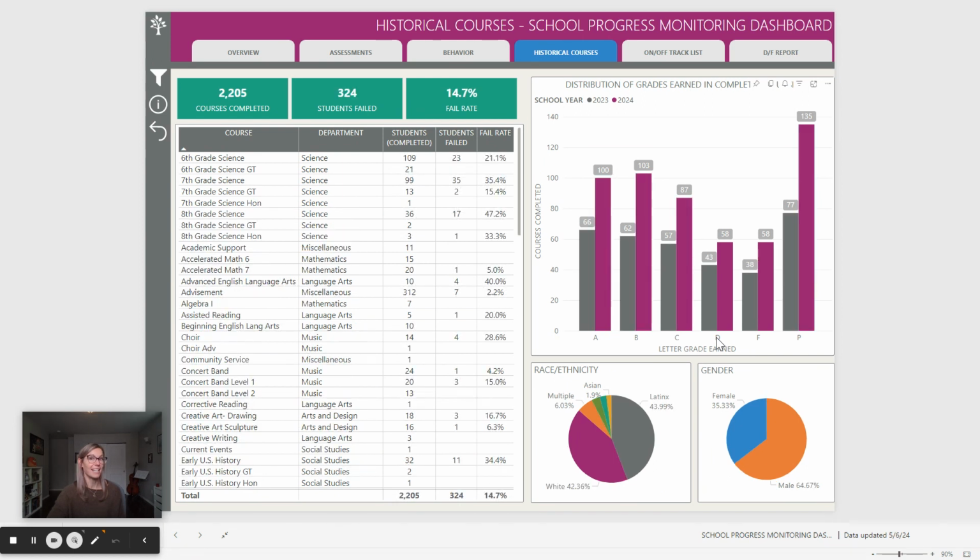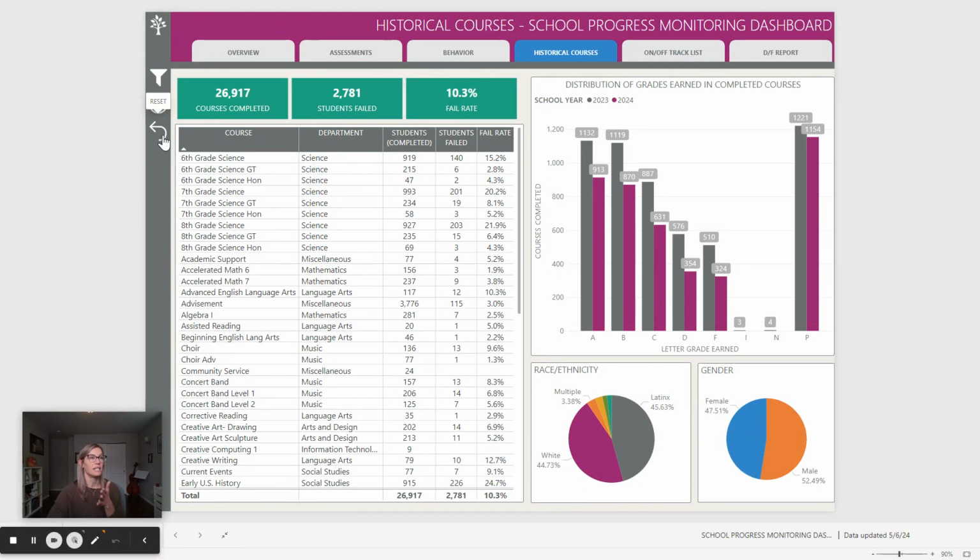Again, if we want to reset, just like all the other pages, there's that reset button in the top left. So I can click that and it takes me back to all of the students in the school. If I wanted to export this data, I can hover over the table, click on those three dots and choose export data. And that's it for this video.